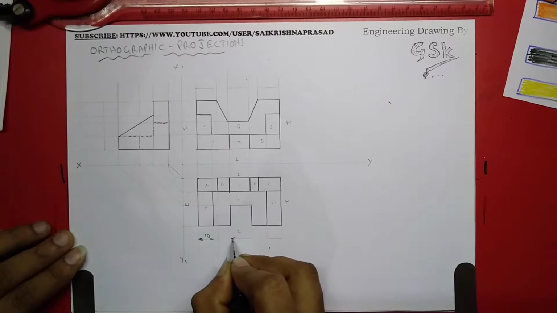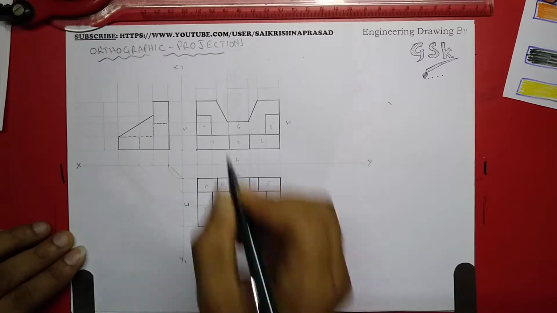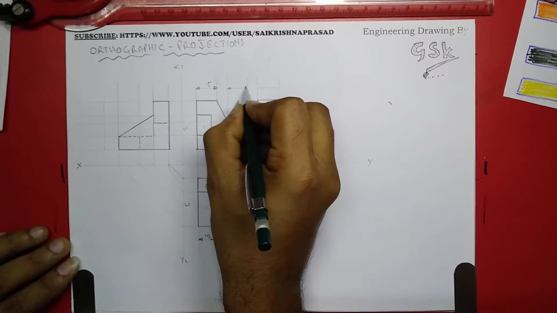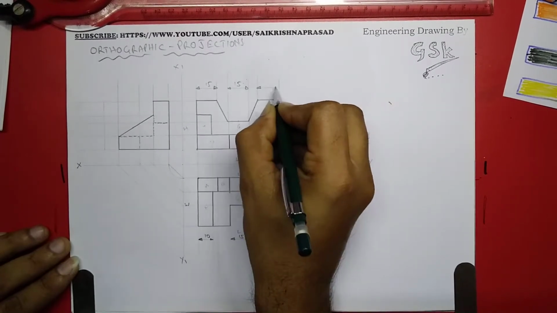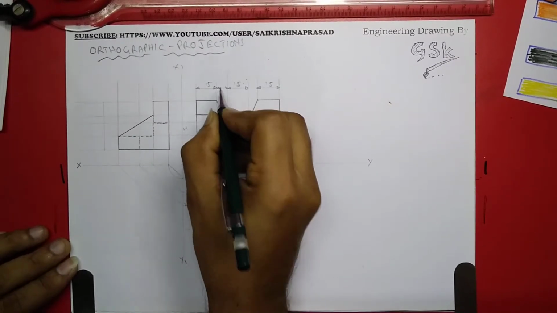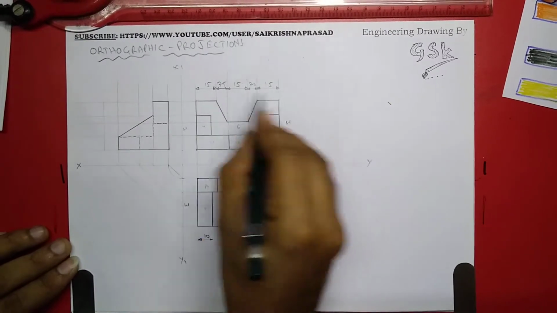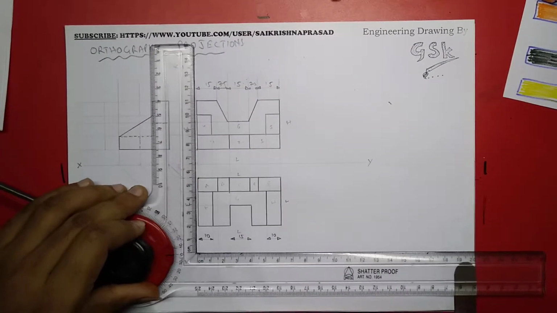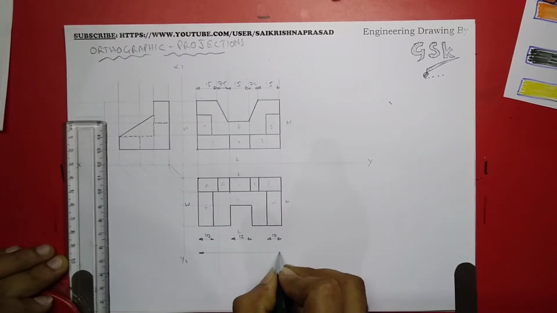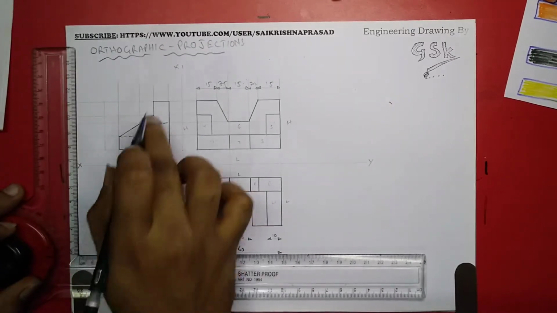This is 10 mm, 15, again 10, this is 15, 15, 15, and this 7.5, 7.5. Total is 60. Or else I'll mention the dimension over here, total 60. This is the length. And this is the width.